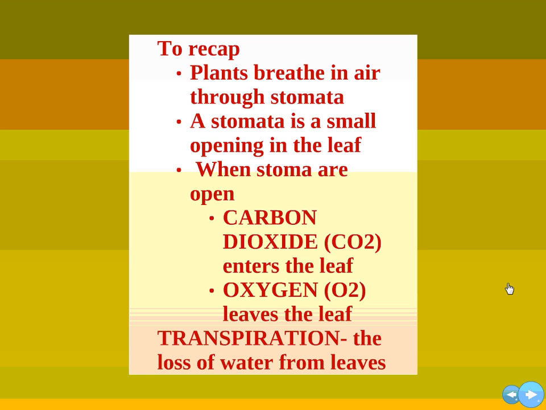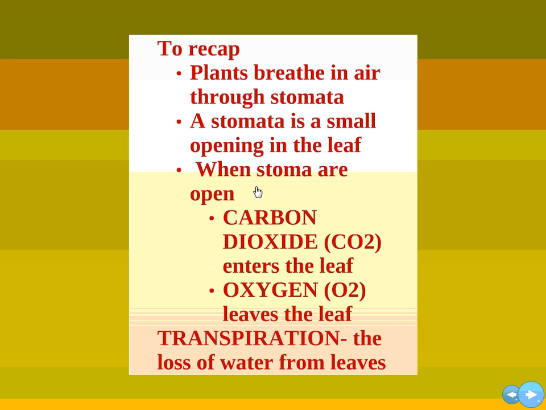Anyway, to recap, plants breathe in the air through stomata. Now, keep in mind, plants aren't actually breathing, because in order to breathe, you need lungs. But in this case, we mean that they're taking in air and letting air out. They do this through the stomata. The stomata is a small opening in the leaf.